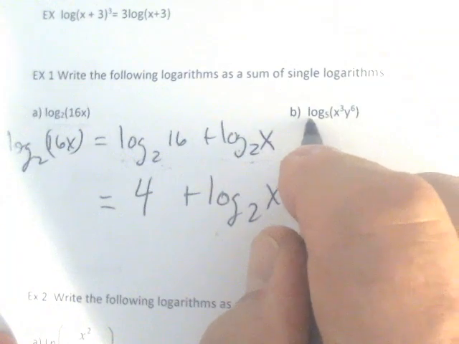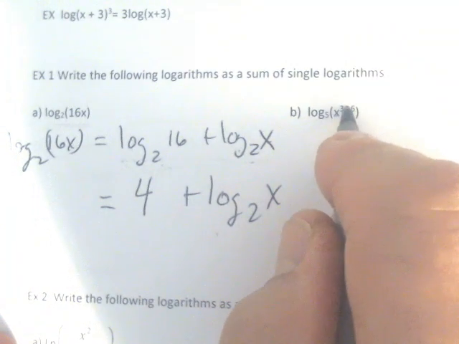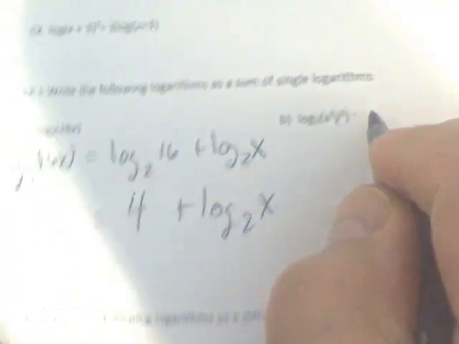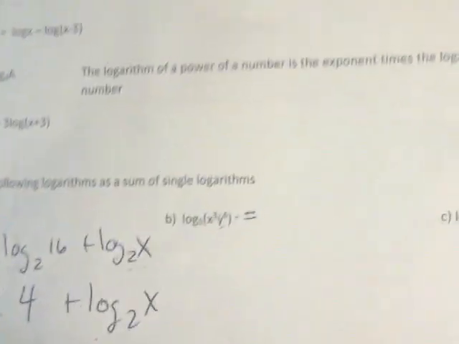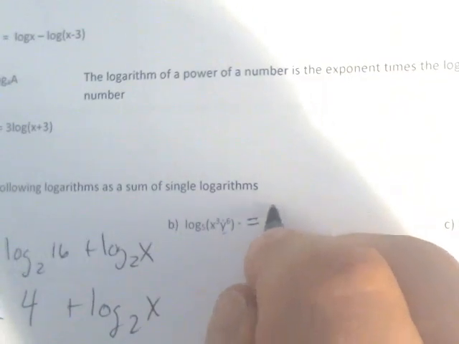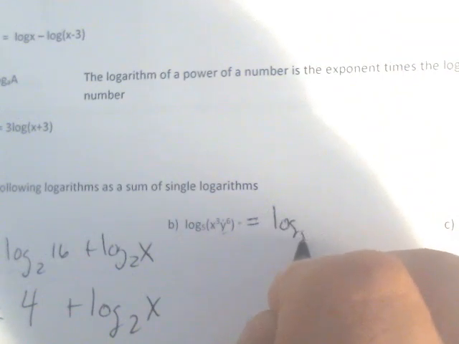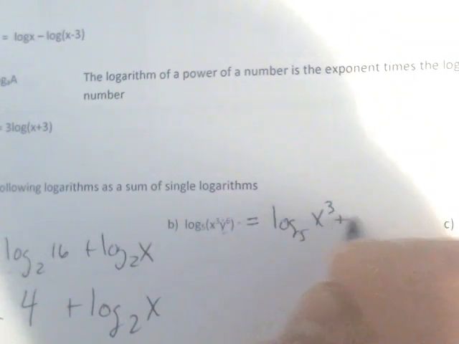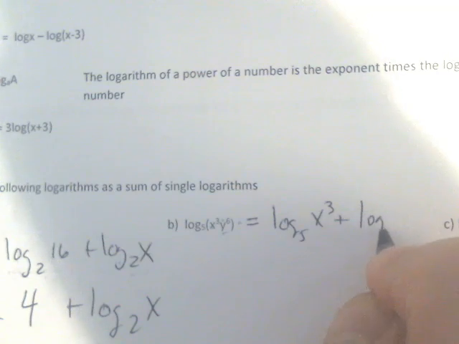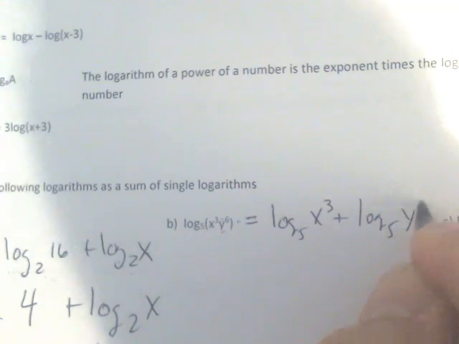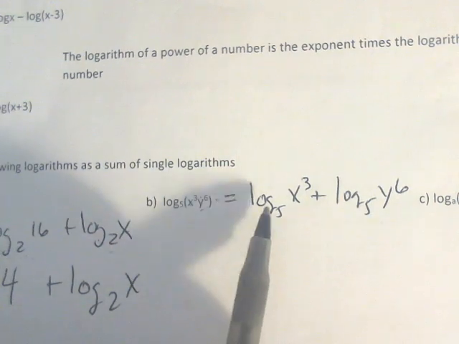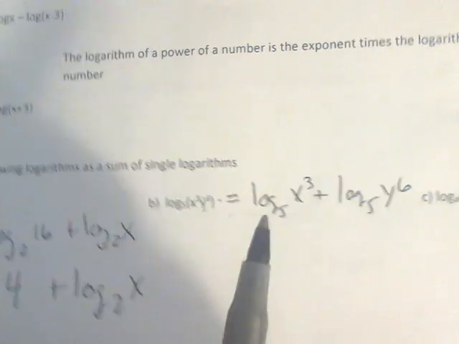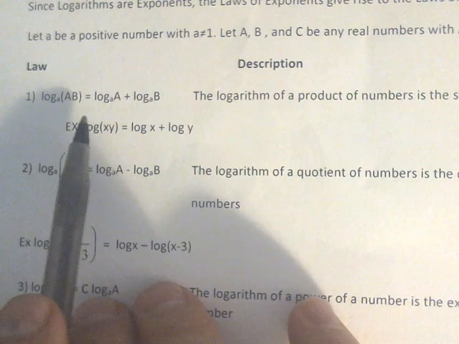Looking at the next example, I have log base 5 of x cubed y to the 6th. So, I'm just going to work it from right here to make it easier on us. I can again use law 1. I can do log base 5 of x cubed plus log base 5 of y to the 6th. That's law 1. So again, I go back to each single log and say, okay, does it look like law 1, law 2, law 3, or none of them?